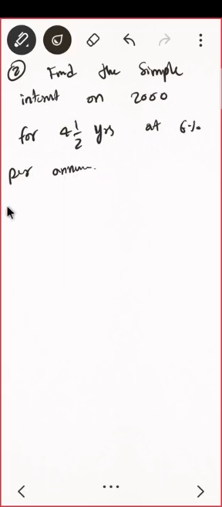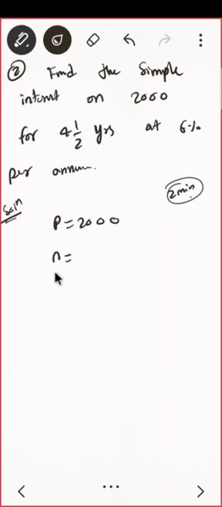Okay, I'll give you 2 minutes, complete this and tell me. Get the value of P and R and put it in the formula and get the answer. What is P? 2000. What is N? And what is R? N is 4.5, correct? So what will 4.5 be?